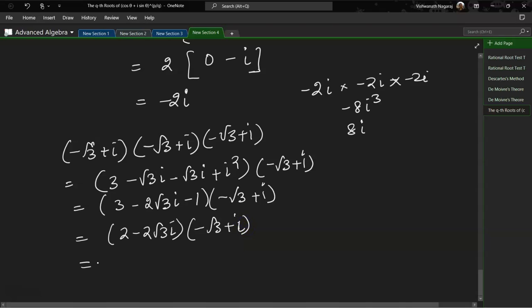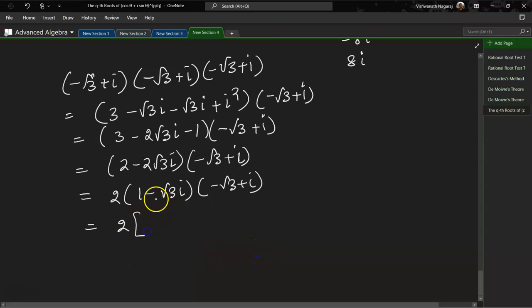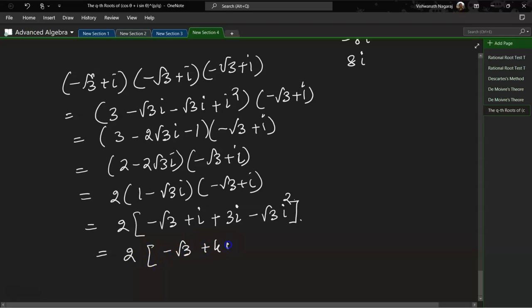Now I can take 2 out: 1 minus root 3I times minus root 3 plus I. 2 times, what do I get? Minus root 3 plus I plus 3I minus root 3I square, which gives me 2 times minus root 3 plus 4I plus root 3. So these two get cancelled and we are left with 4 twos, 8I.